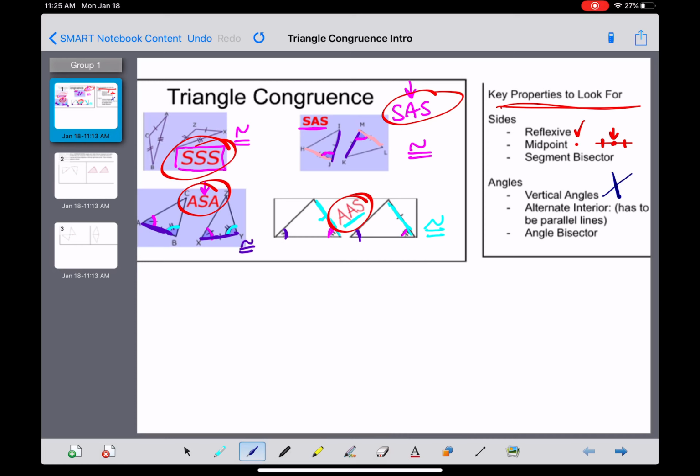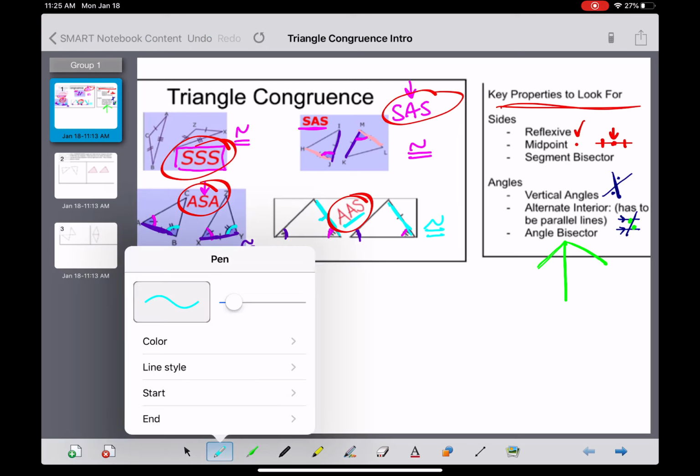So it's created by two intersecting lines. The second most popular is alternate interior angles. However, to use that, you have to have parallel lines, and then we can say those two angles are congruent. And finally, an angle bisector cuts an angle into two equal parts.